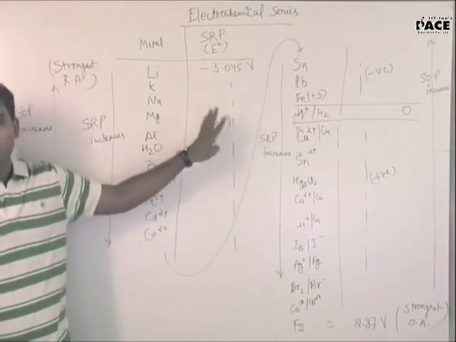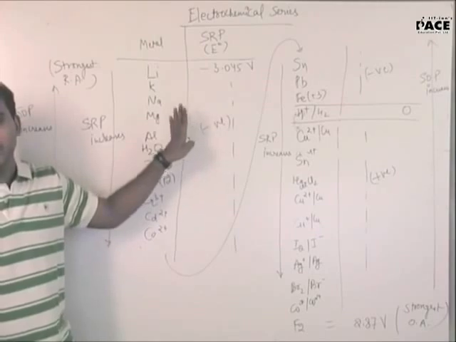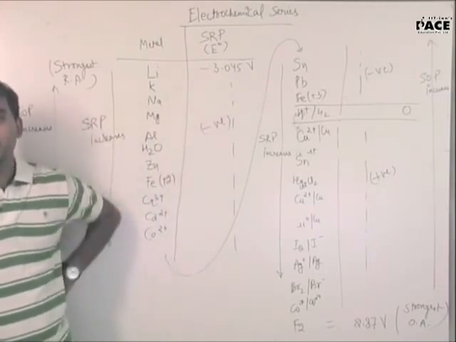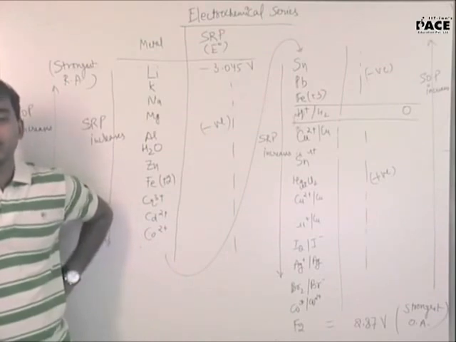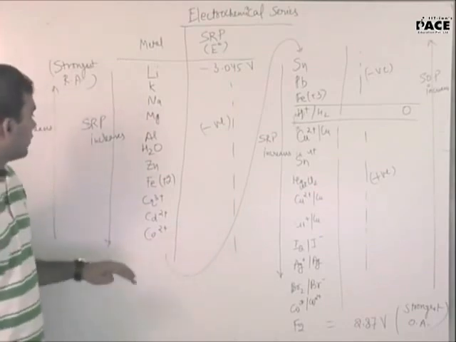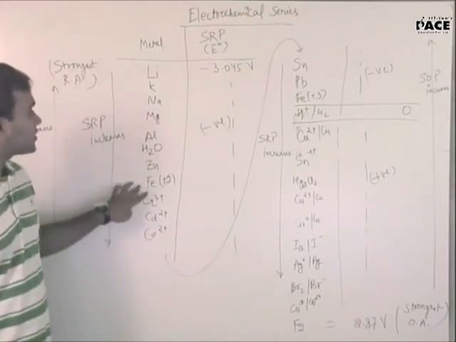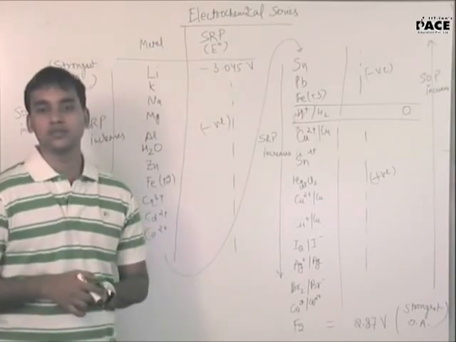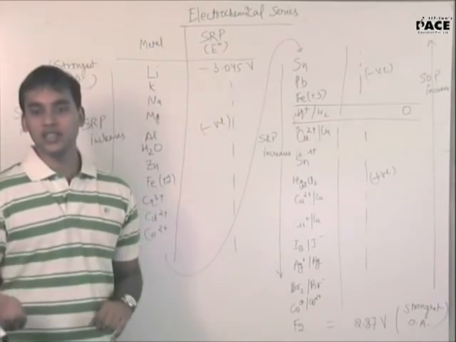So whatever is lying above H plus, in case of SRP, has less tendency to get reduced. Getting my point? Yes, sir. So this is the same case. For example, if I ask you a question, will iron be able to displace copper 2 plus from its salt? You can answer this now.